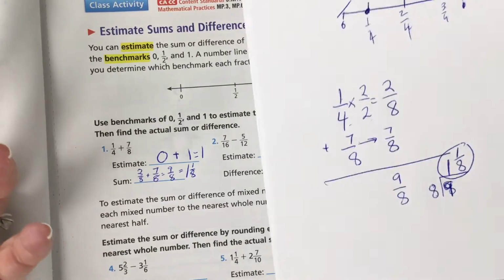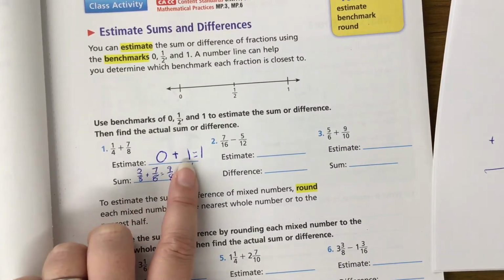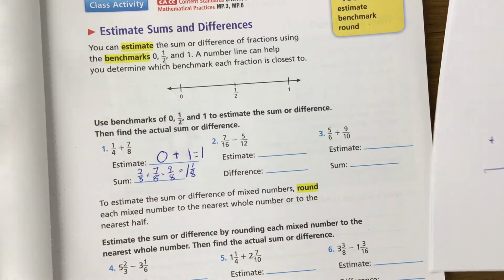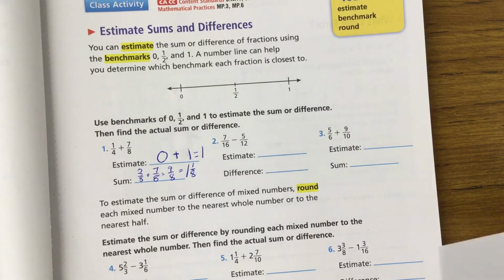Funny enough, I think the next one's going to be the same thing. Okay, so that's what I did. I estimated to 0 and 1, and I got 1 1/8. Really close, in the ballpark at least. And that's really what estimating is about, getting in the ballpark.